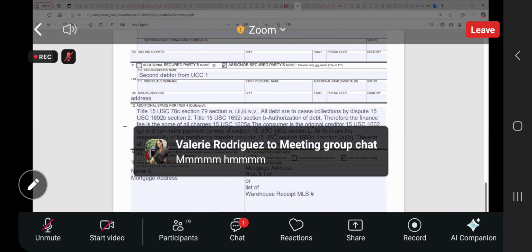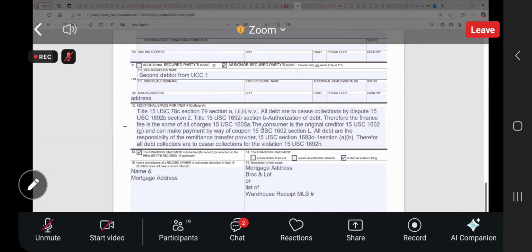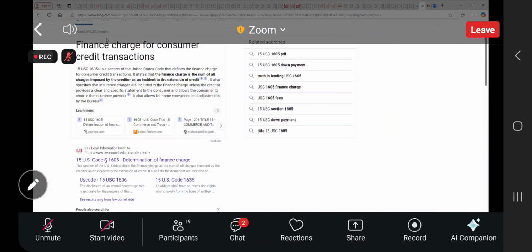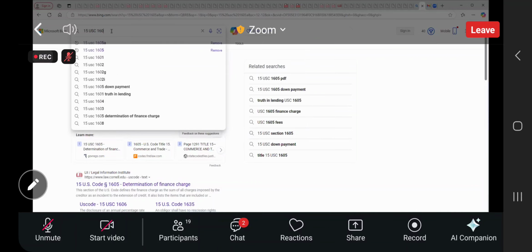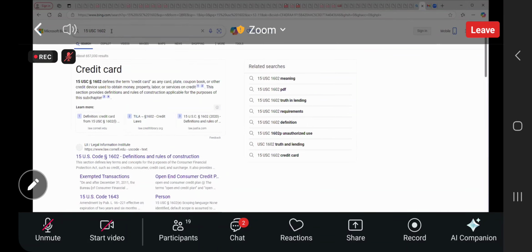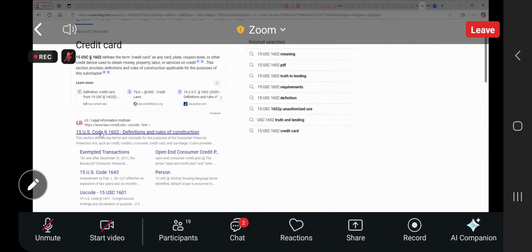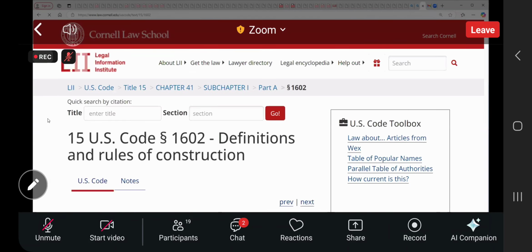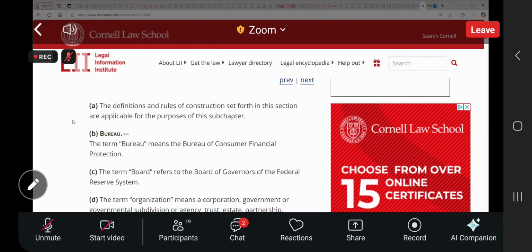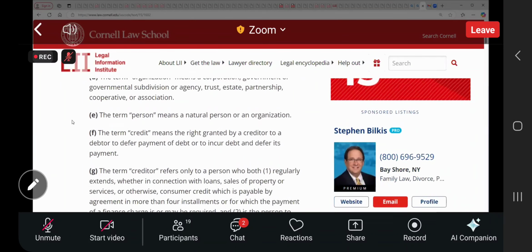Let's go. The consumer is the original creditor. 15 USC 1602. You'll never see nobody break it down the way I'm breaking it down, ladies and gentlemen. All right, look at this. The consumer is the original creditor, 15 USC 1602. Let's go to this code. Credit card. Interesting. You are the credit card. You are the credit card.